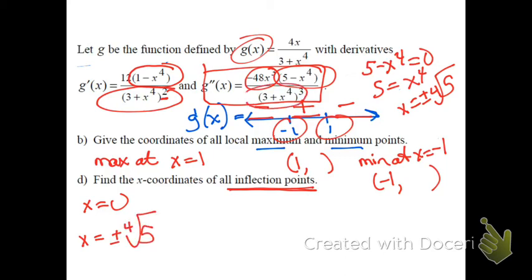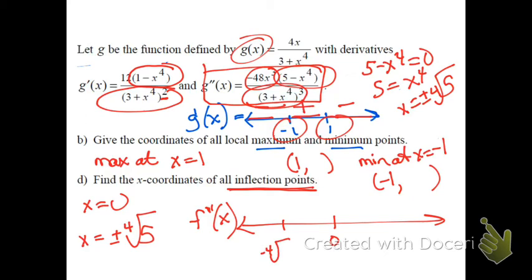And setting the denominator equal to 0, again, you'll get a negative number. So I have my second derivative sign chart. I have 0, a negative 4th root of 5, and a positive 4th root of 5. Okay? Possible inflection points could be all three of these, but I don't know unless the sign changes. So now I'm checking around that.